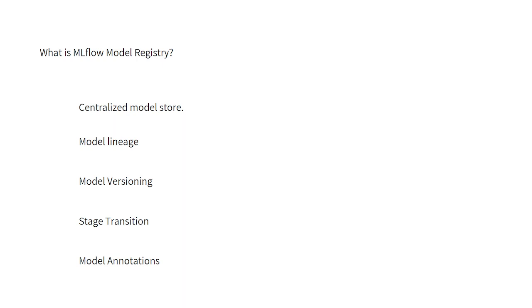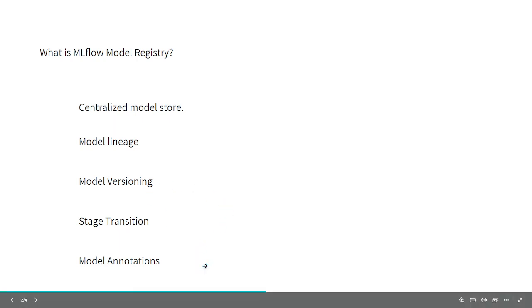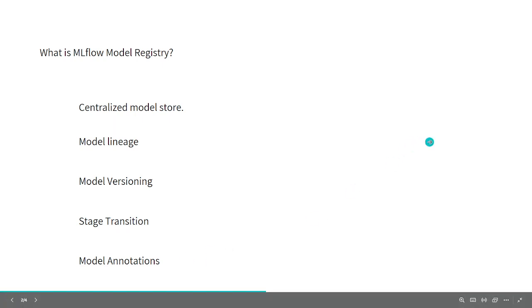It also offers model lineage, which means that you can know which experiment and which run produced the model, model versioning, stage transition, for example, transitioning the model from staging to production, and model annotations, which means that you can include additional metadata about the model. Now, let me show you how we have been working so far.